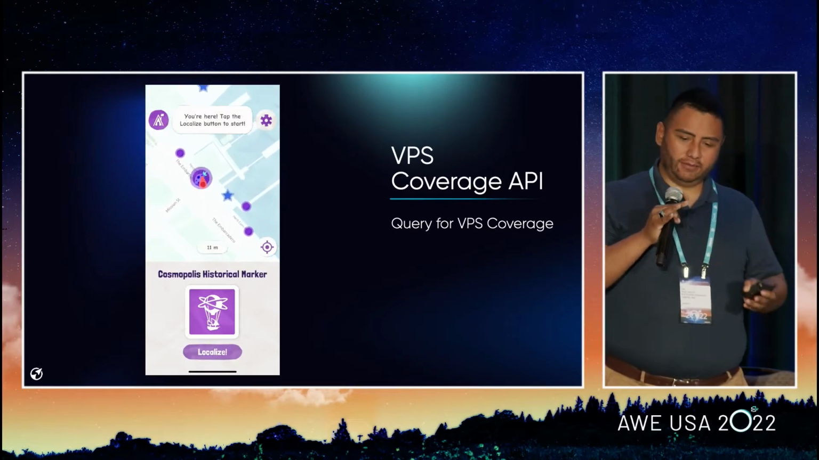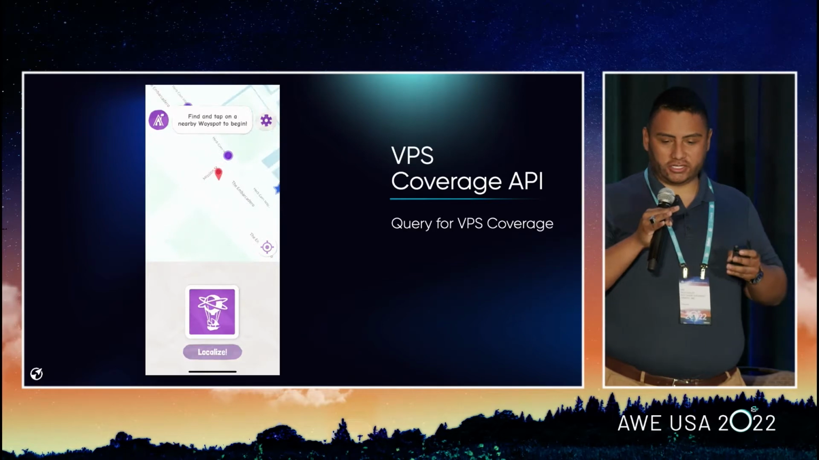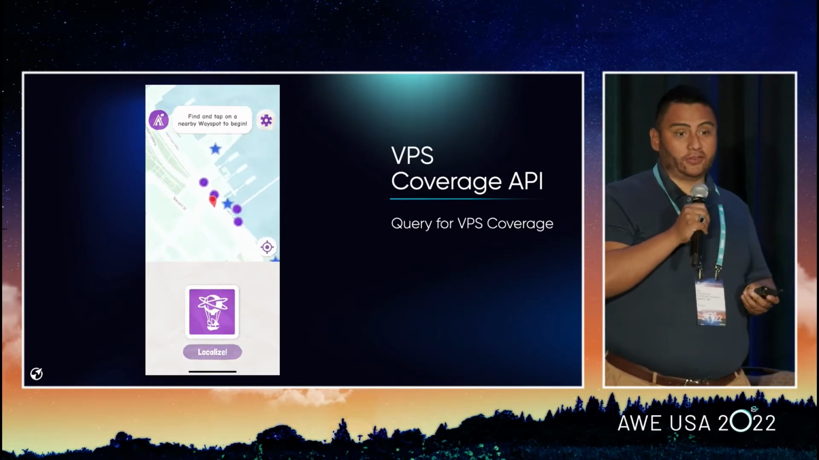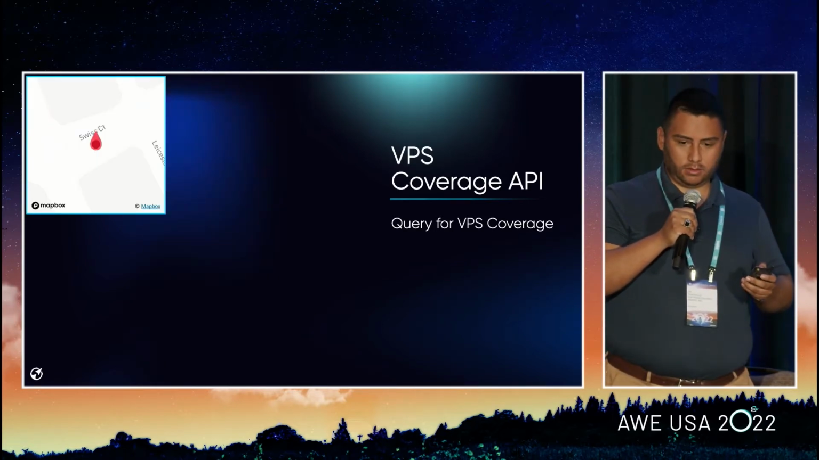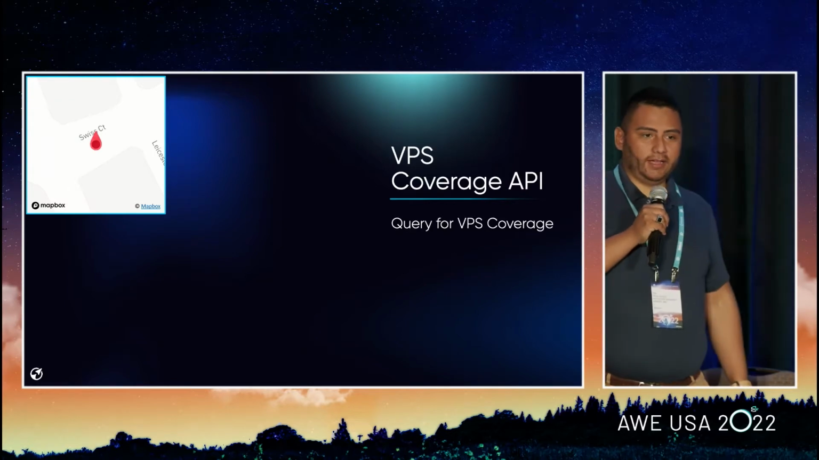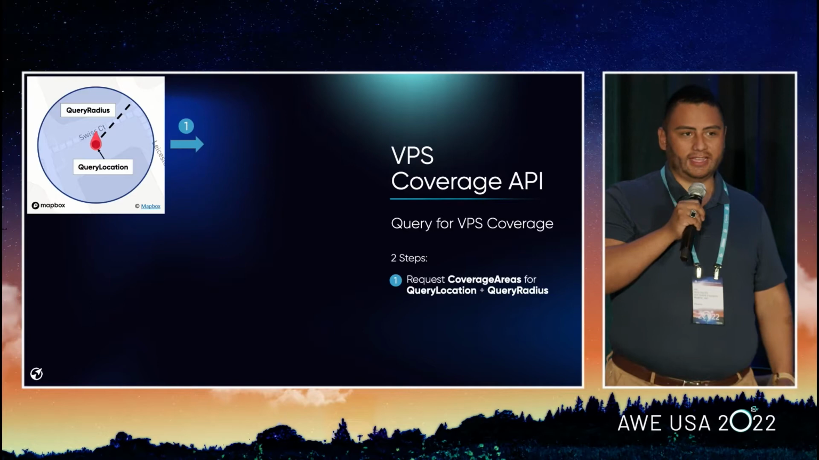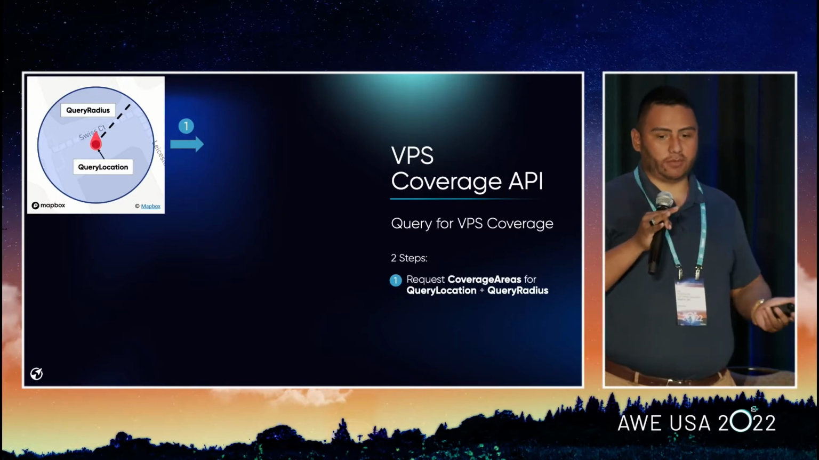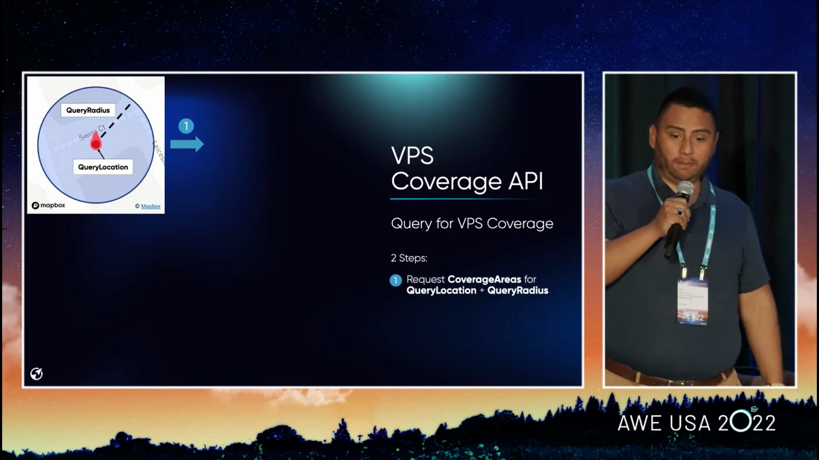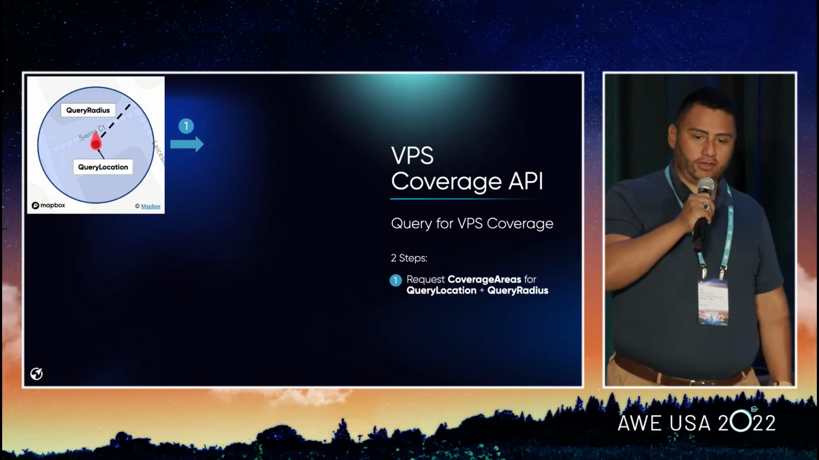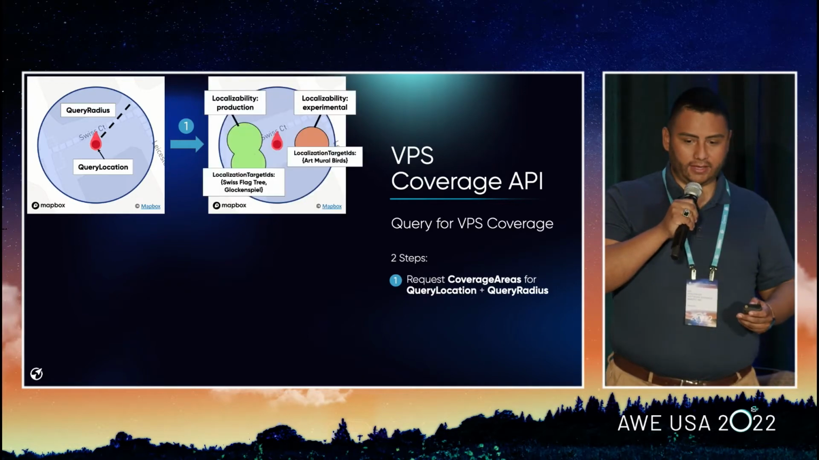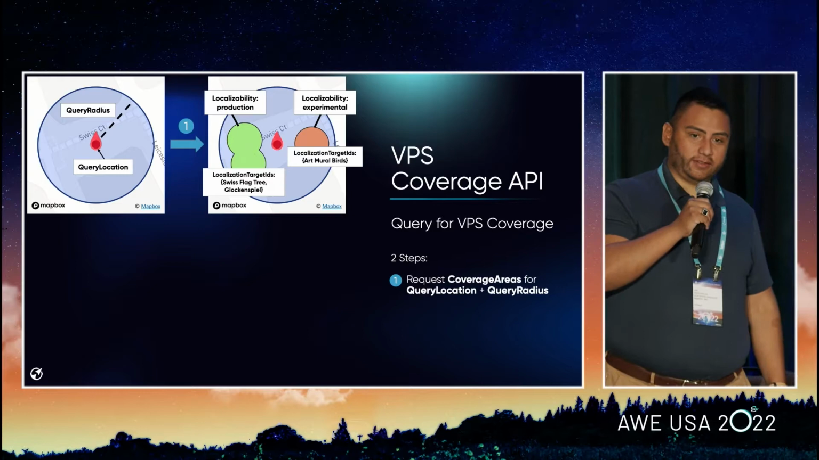So now that we understand a little bit more of how AR Voyage does this, let's see how developers can do the same in their own apps. The VPS Coverage API is a two-step process. The first one is about getting information about the coverage areas around you. The developer can input a query radius and a query location, and the API returns the coverage areas.